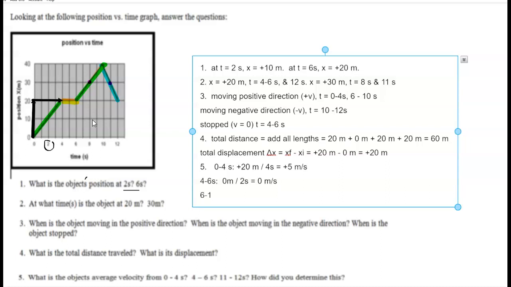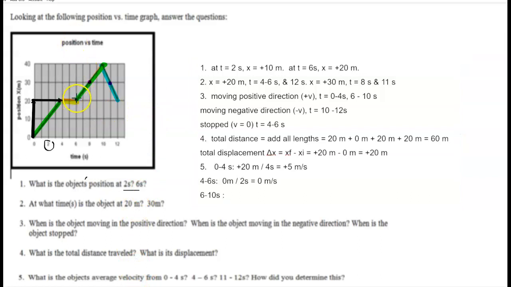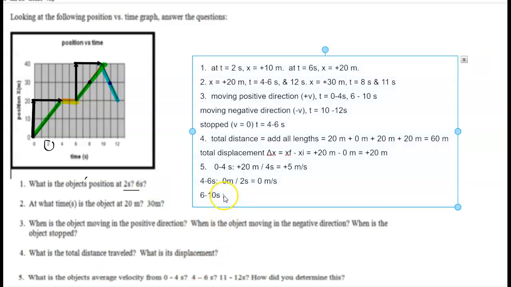The next one, I'm going to go ahead and do 6 to 10 seconds. Sorry, I said 11 at first, but it's 6 to 10. So again, we're looking at the rise and the run. So if we go up, how much it goes up. So starting at 20, it goes up to 40. So that's a gain of 20. And we're going over. It's going from 6 to 10. So the rise would be a plus 20 meters. And we're going to divide that by the amount of time. So 6 to 10 is 4 seconds again. So we're going to get the same answer, positive 5 meters per second for that one.